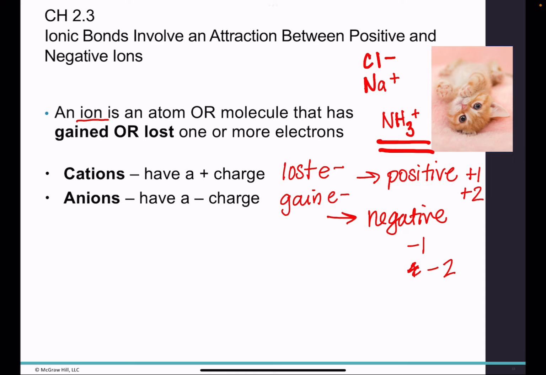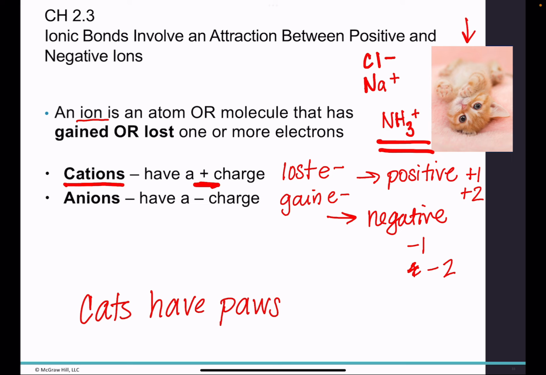Now, I like to use kittens to help me remember which one is a cation and which one is an anion. So we've got this adorable little kitten up here on the side. The way that I remember this is that cats have paws. And so this cute little kitten is going to help us remember that cations have a positive charge. Anions then have a negative charge.